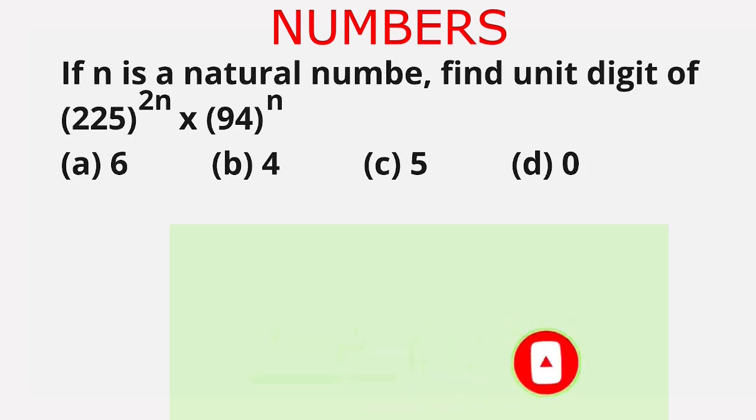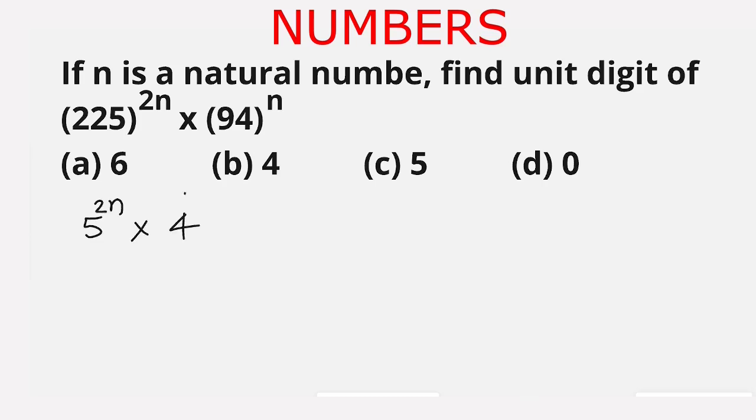As we have to find the unit digit, we will consider only the unit digit of the given numbers. 225 raised to power 2n can be written as 5 to the power 2n multiplied by 4 to the power n. As we know that whatever may be the power of 5, it remains the same. So it will be 5. Like 5 to the power 2 is 25, 5 to the power 3 is 125. Always we are going to get the ones place as 5.